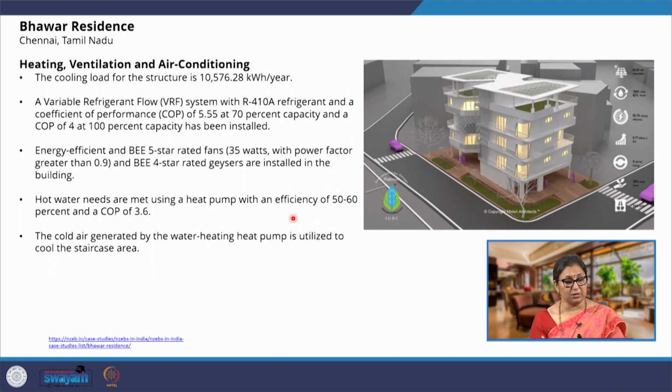Once the design has been done properly, then we go to MEP, HVAC systems. They have used variable refrigerant flow, VRF, which has a very high coefficient of performance, around 5.55 at 70% capacity, which is very good. All the appliances that have been used are 5-star rated, for example, fans and geysers and everything, and hot water needs are met using a heat pump, which again has a very high efficiency, and they are generating their own energy through the limited roof space that is available.